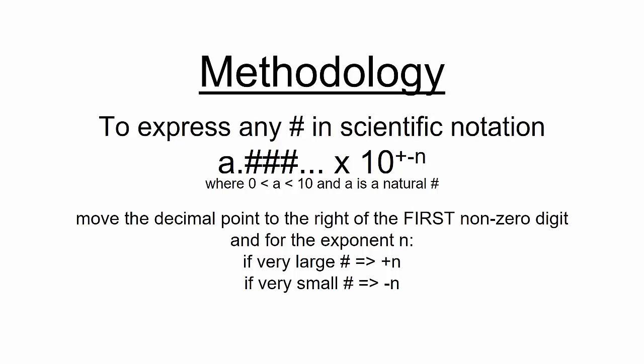And then you want to put the other numbers after the decimal point that follow, a multiplication symbol, and then multiply it by a base of 10 with an exponent that we'll call n that is either positive or negative. Now, if you're talking about a very large number, n is going to be positive. If you're talking about a very small number, n will be negative.